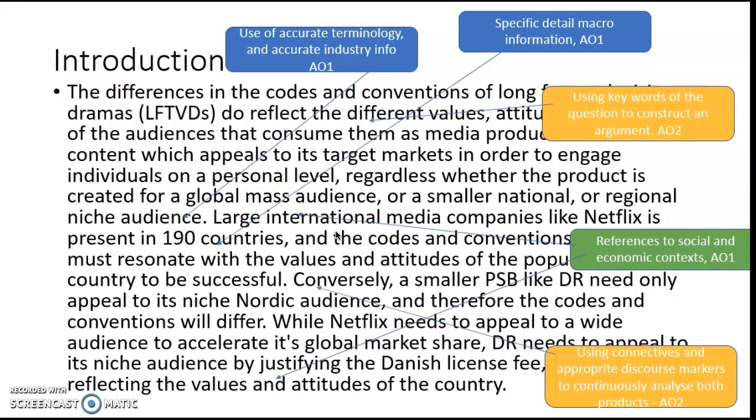So with your introduction in front of you, have you hit these key boxes? Are you able to say, yes, I've given some good terminology, I've spoken about the macro side of the industry, I've given some information about Netflix, and don't be afraid to just Google some information about Netflix now. This is not your examination. You do have the opportunity to Google some information now, and on DR as well.